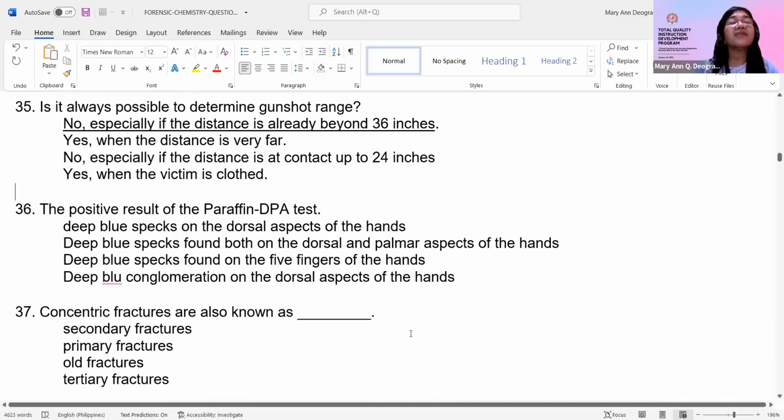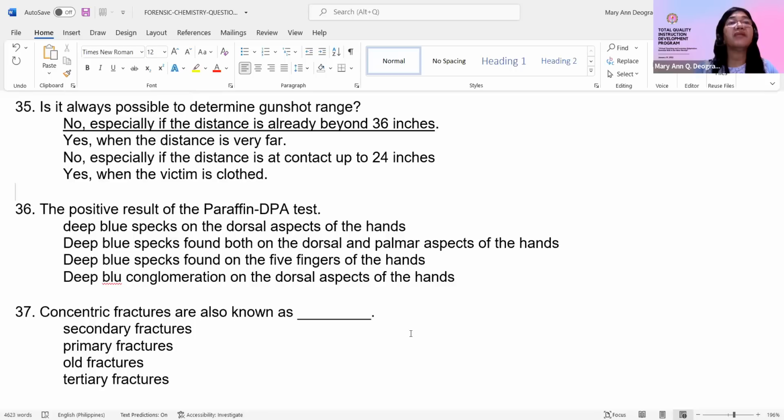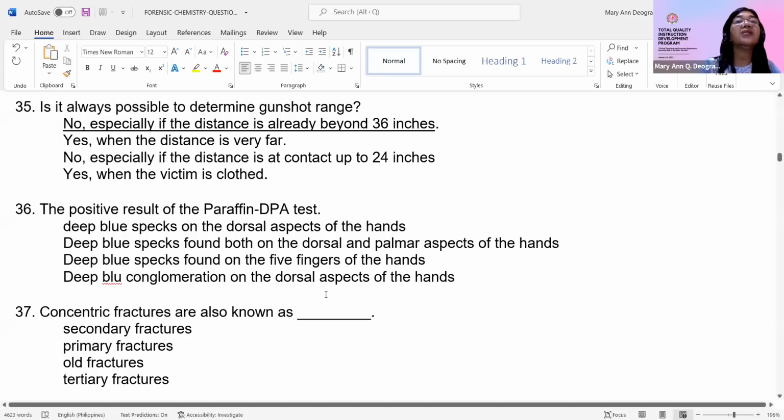The positive result of the DPA paraffin test. Deep blue specks on the dorsal aspects of the hands. Deep blue specks found both on the dorsal and palmar aspects of the hands. Deep blue specks found on the fingers, 5 fingers of the hands. Deep blue conglomeration on the dorsal aspects of the hands. What's the best answer here?